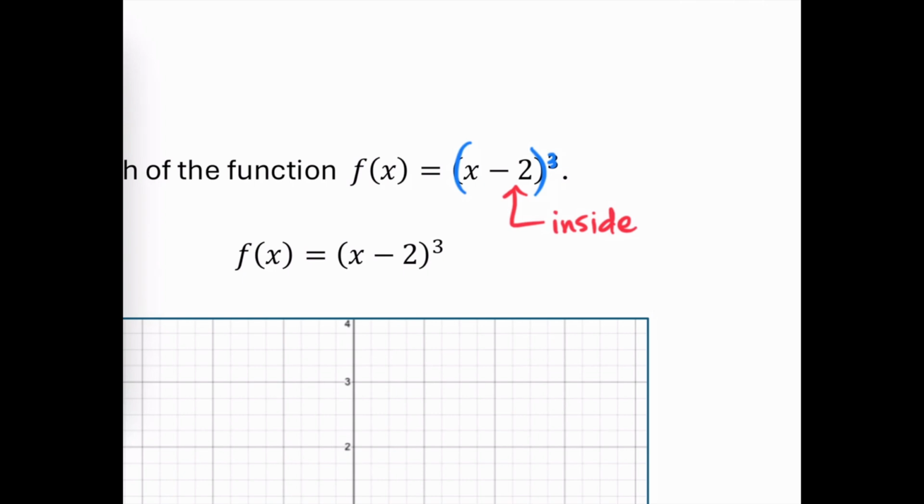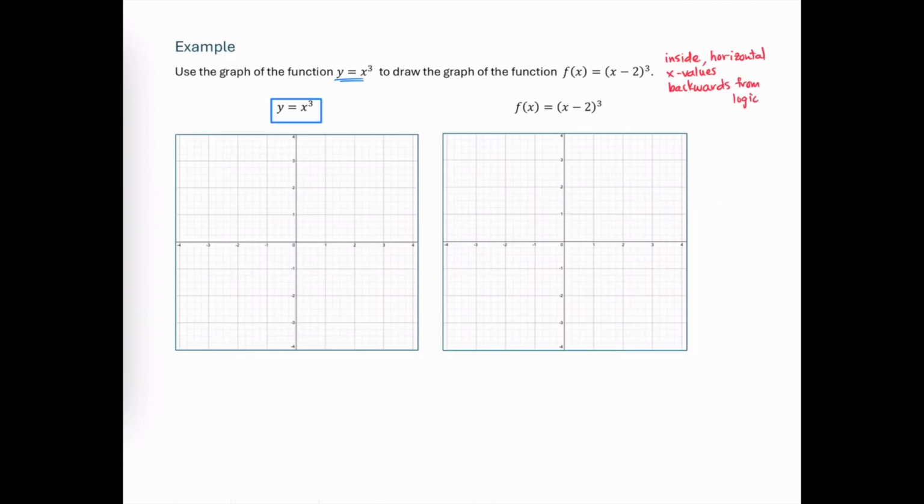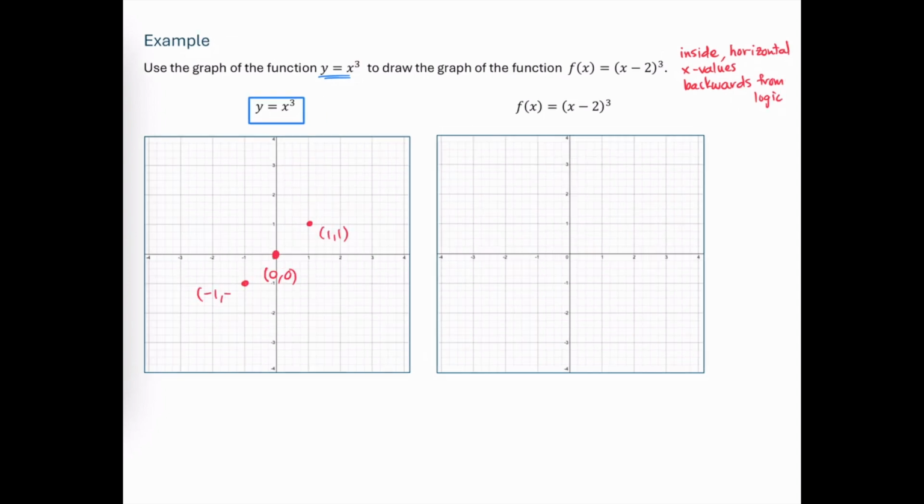When we have a constant being added or subtracted on the inside, that is going to result in a horizontal transformation. To move a graph horizontally, we're going to affect the x values, and these horizontal transformations are going to be backwards from our logic. So we begin with the graph of y equals x cubed, and we've memorized that graph to have 3 points of interest: (0, 0), (1, 1), and (-1, -1). The graph of x cubed is somewhat snake-like, oriented vertically. Now because this minus 2 is on the inside, we're actually going to shift this graph to the right 2 units. Again, it's backwards from what our logical mind might tell us.